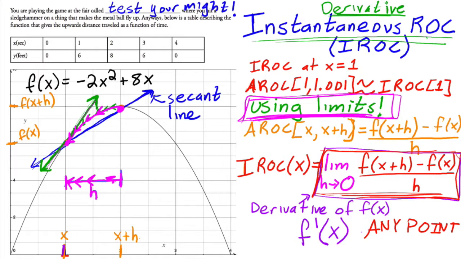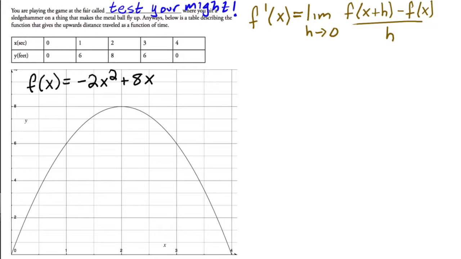So now let's actually use this formula to find the instantaneous rate of change and the slope of the tangent line at 1. Okay, so what we're looking for is the instantaneous rate of change at 1, also known as the slope of the tangent line at 1. And while we're at it, we'll find the equation of the tangent line as well. Might as well.